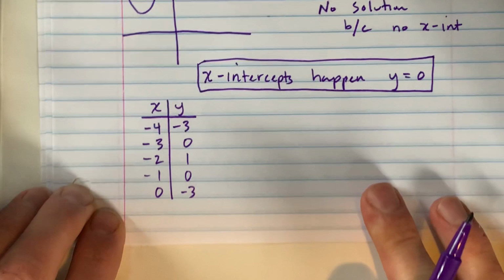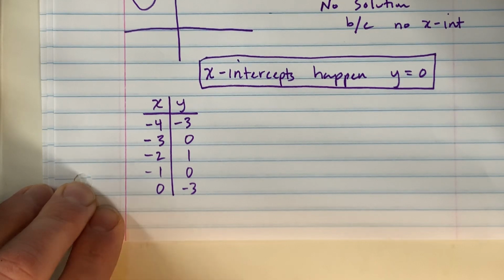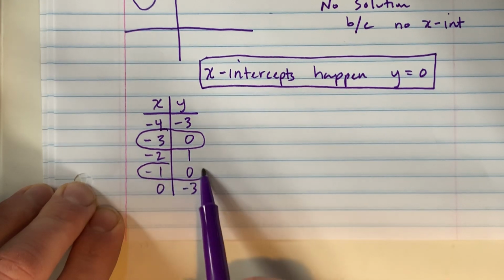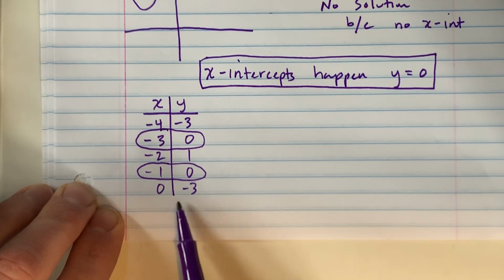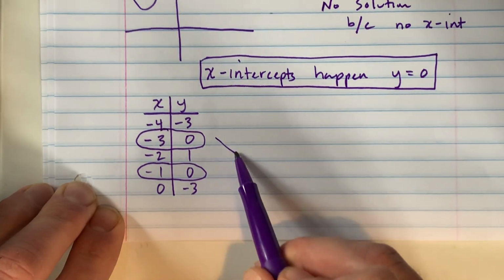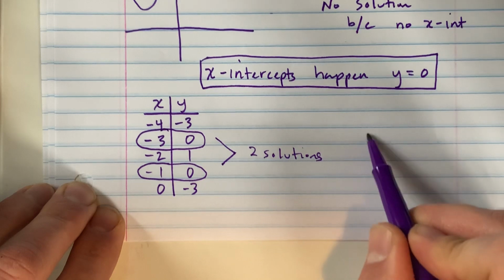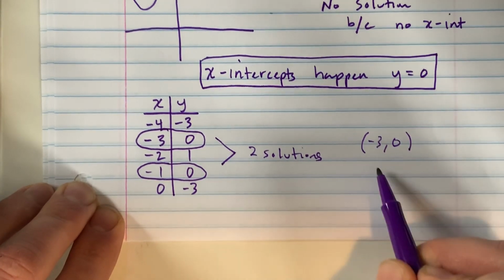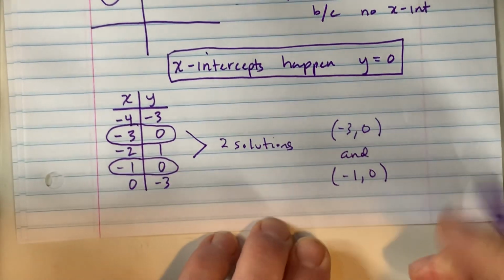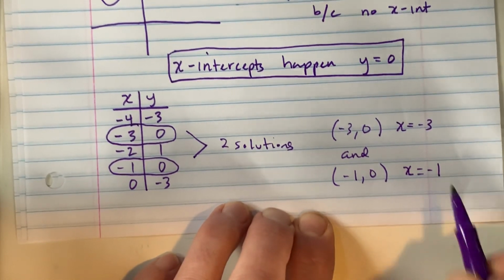We can see just by inspection here that x-intercepts happen when the y equals 0. And where do we see the y equals 0? We see it happen here. And we see it happen here. Okay, doesn't happen here. This would actually be the y-intercept, which we know from our notes previous is not a solution. The solutions are the x-intercepts. So this actually has two solutions. And those two solutions would be at -3, 0, and -1, 0. Or we could say x equals -3 and x equals -1.